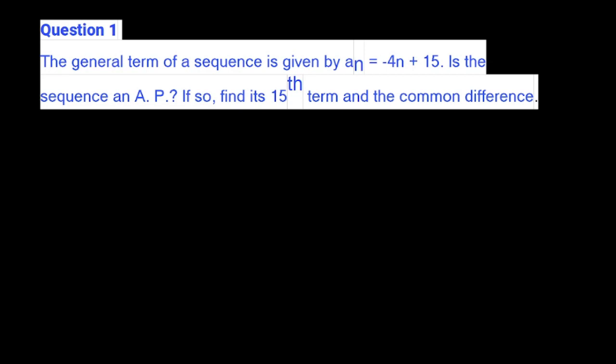Now we will see some simple questions on AP. The first question: the general term of a sequence is given by a_n equals minus 4n plus 15. a_n is minus 4n plus 15.